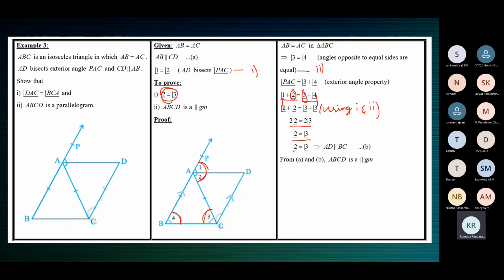And if angle 2 is equal to angle 3, then because alternate interior angles are equal, the lines are parallel. AD is parallel to BC.